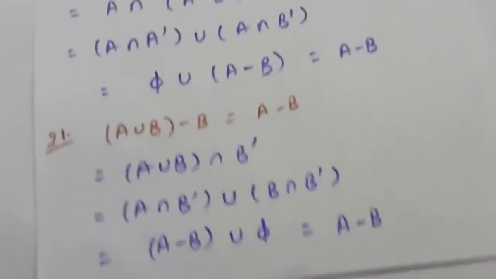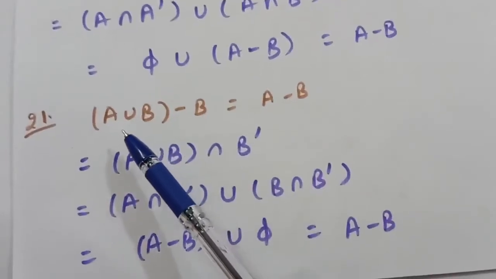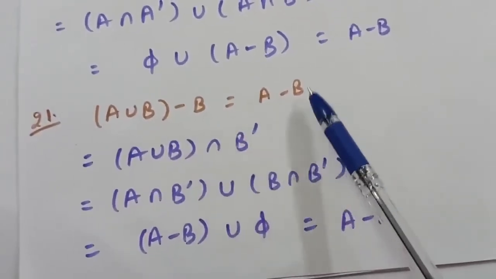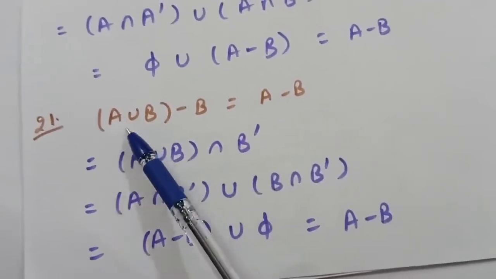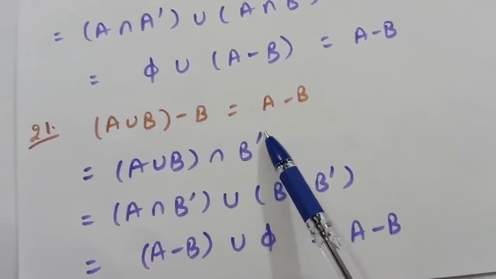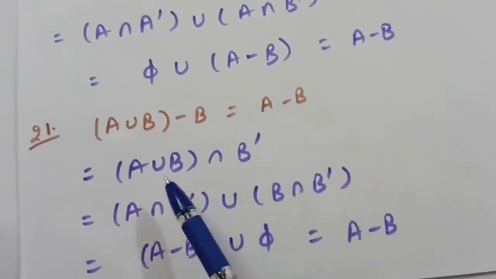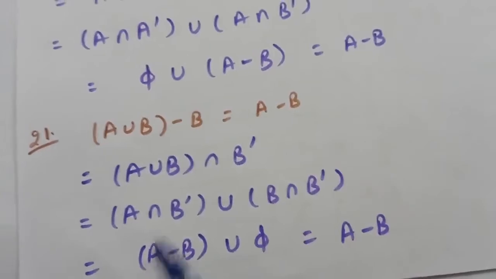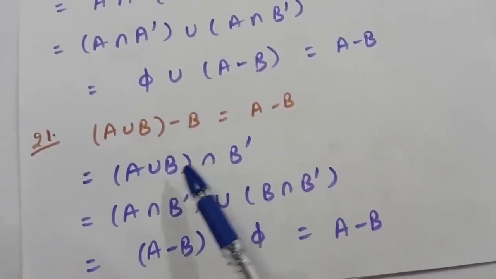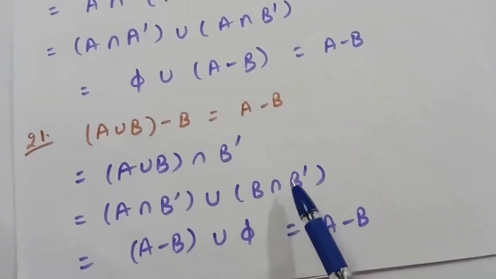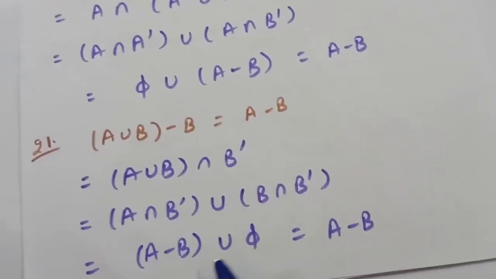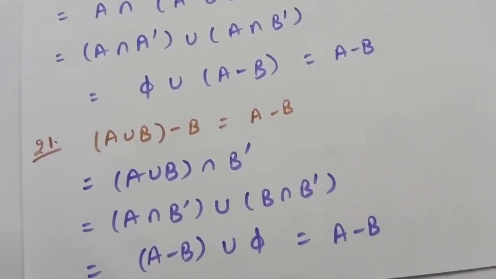Clear? Question number 21st, that A union B minus B is equal to A minus B. So taking LHS, this will be A union B intersection B complement, right? Now distributive property, A intersection B complement union B intersection B complement. This will be phi, and writing this as A minus B. Union of these two will be A minus B.